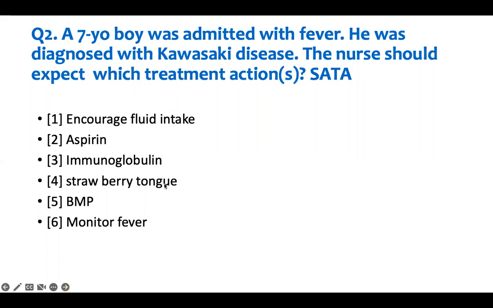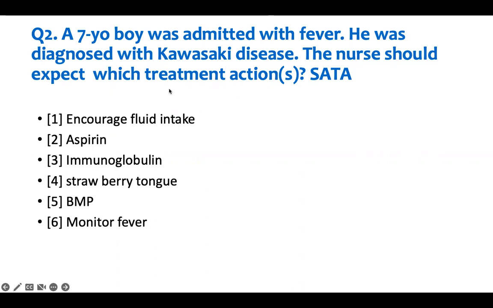So the same question, I'm trying to give you the key things, the way they can ask these questions in different ways. So when you study, I want you to do that just for your exam's sake. Every way, as much as possible, anticipate what the examiner will ask you. Start thinking like the examiner. So a 7-year-old boy, the same thing, was admitted with fever, was diagnosed with Kawasaki disease. The nurse should anticipate which of the following. The same SATA, you go through the same thing.